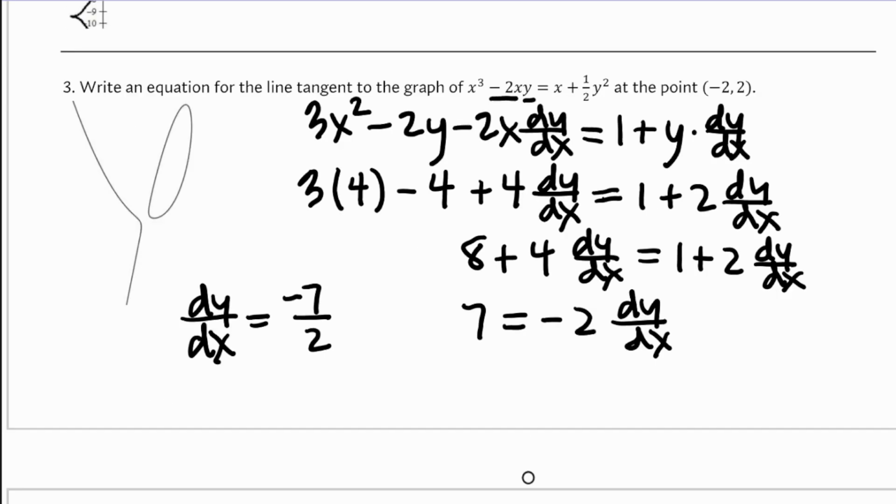And now that I've got a point and a slope, I can write the equation. It's going to be y minus 2 equals the slope, which is negative 7 halves, times x minus negative 2.